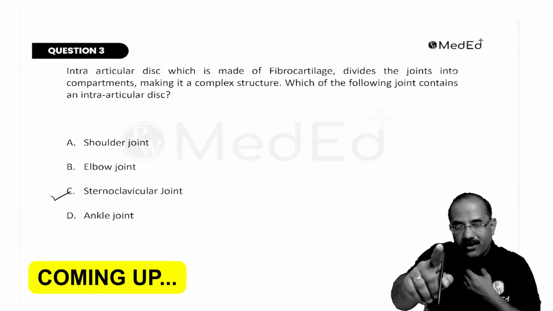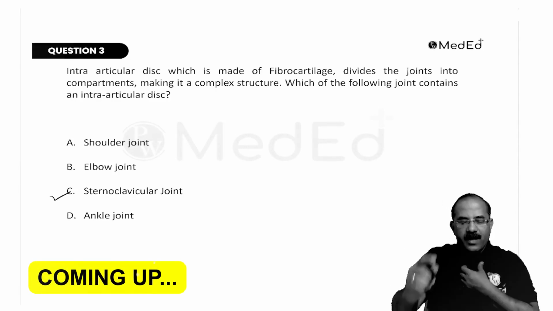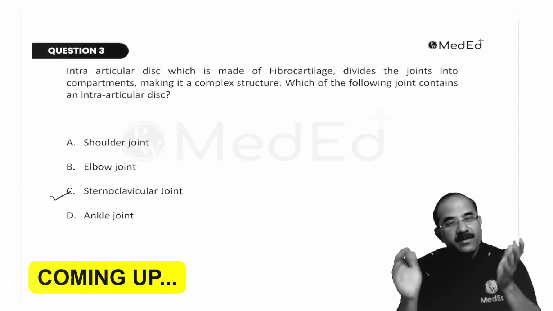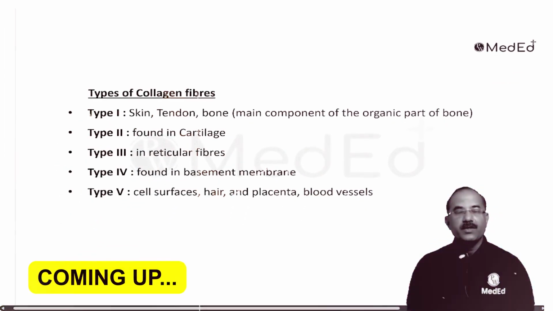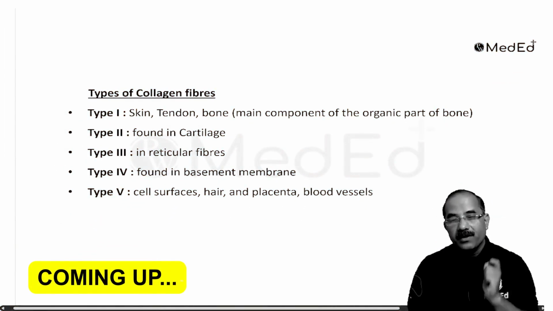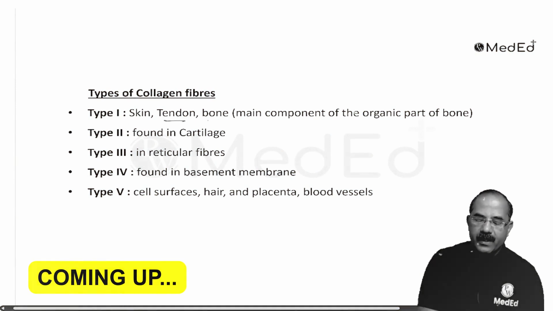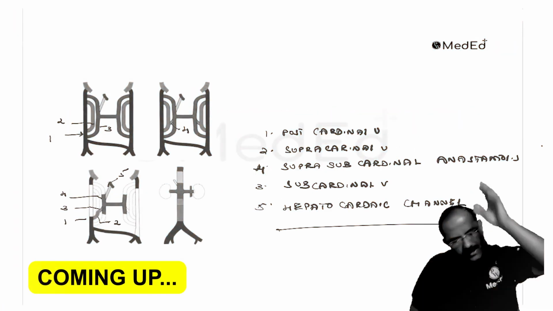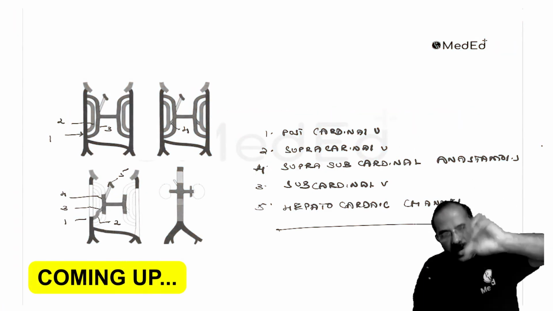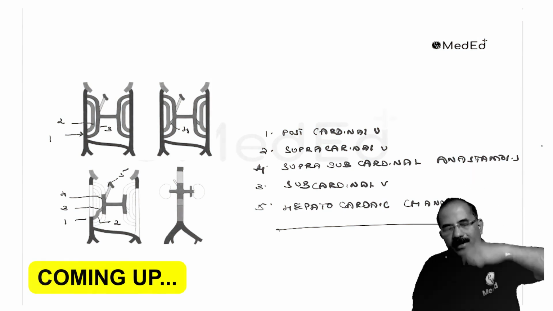A very important MCQ, very important MCQ. Any other joint in which an articular disc is present, this also comes in MCQ. So type 1 collagen fiber, where do we get? We get it in tendons, in bone, in skin. Just remember this: the terminal part of IVC is known as the hepatocardiac channel.